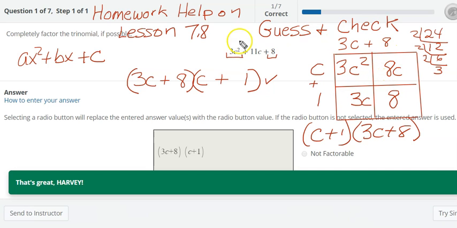So again, we're thinking of guess and check, and then we're thinking of the box method, where we put the first term here, the last term there, multiply the A times the C, get 24, get the factors, and then figure it out. Now, both of these take time. There is a kind of guess and check throughout. All right, let's go on.